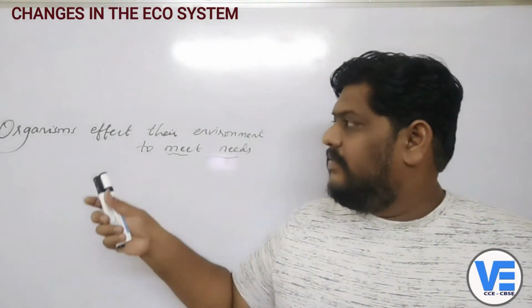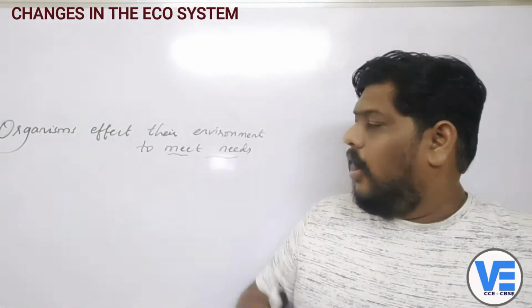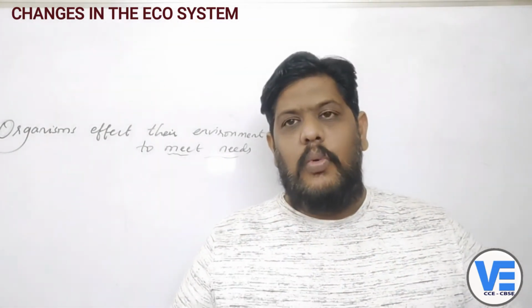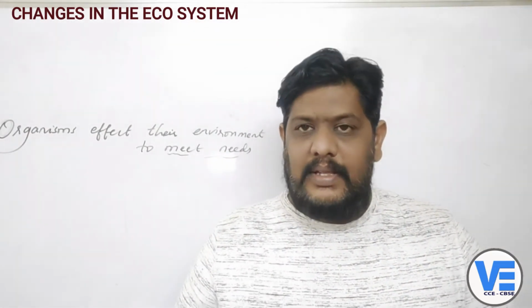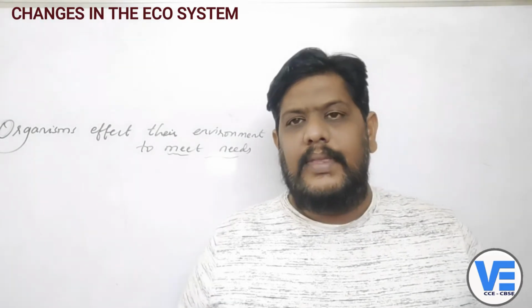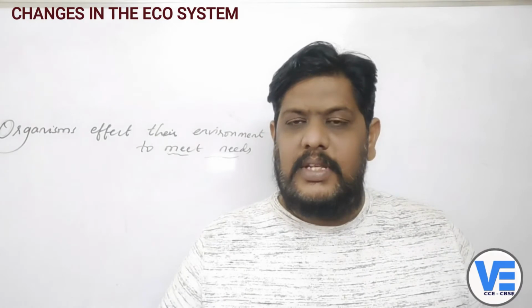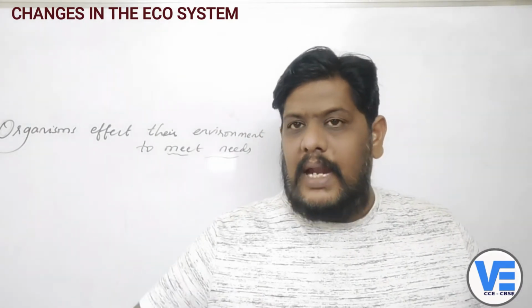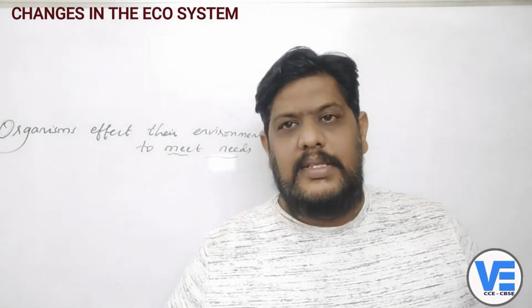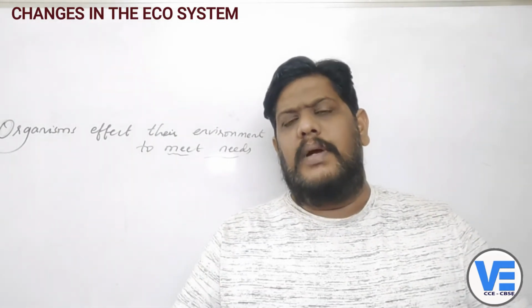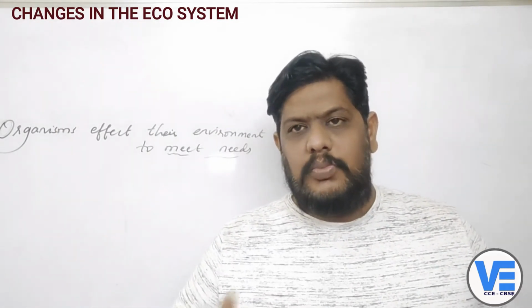That is the reason why we have written the point here, that is organisms affect their environment to meet their needs. So they will affect the environment in such a way that they meet their needs. Whatever small changes they make, that will make the ecosystem completely stable. That will balance the ecosystem. To understand this much better, we'll go ahead with one small example.